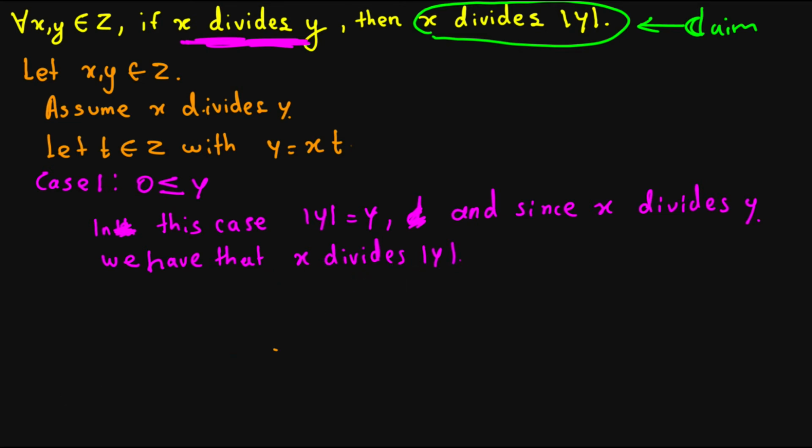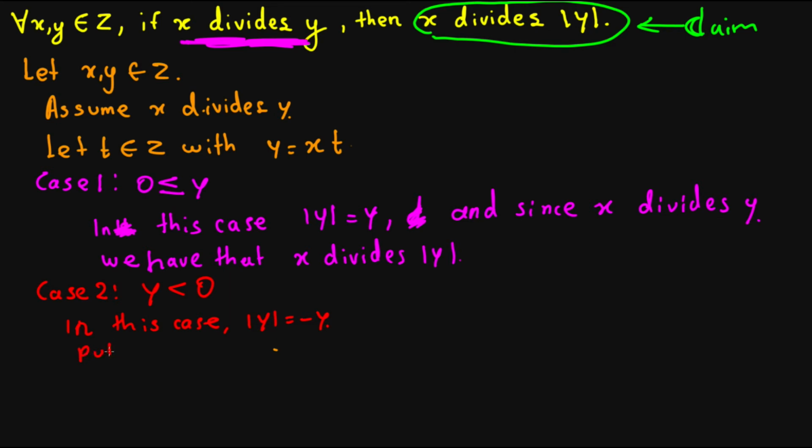Now let's look at the other case. The other case is case 2, if y is less than 0. If y is less than 0, it's going to be negative. In this case, absolute value of y is equal to negative y.